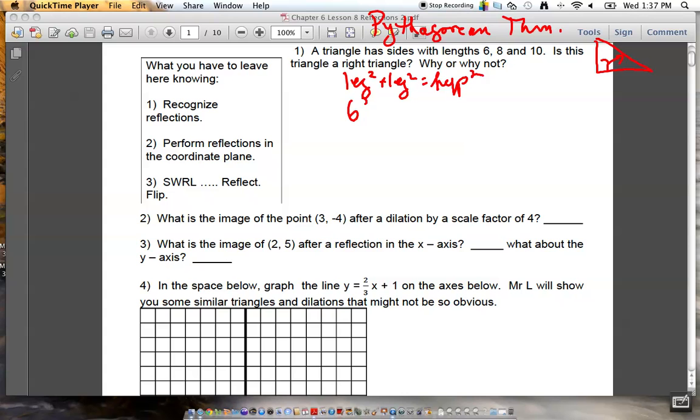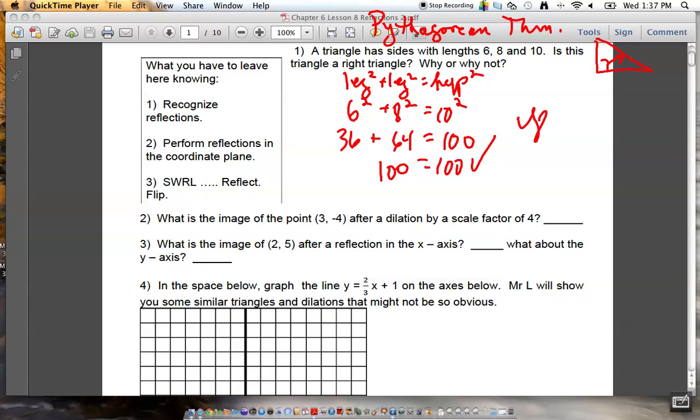So that means 6 squared plus 8 squared equals 10 squared. If this checks, this is the very first thing we did with Pythagorean theorem, it's true. It's a right triangle. And if it does not check, it's not a right triangle. What's 6 squared, everybody? 36. What's 8 squared? 64. And what's 10 squared? 100. What's 36 plus 64? So 100 equals 100. Check. Yes, it is a right triangle. Okay? Any questions on that? You should be able to do that.